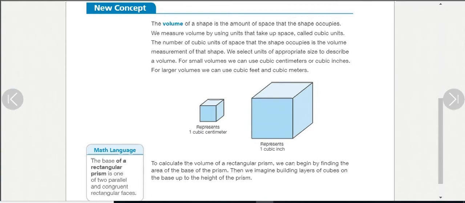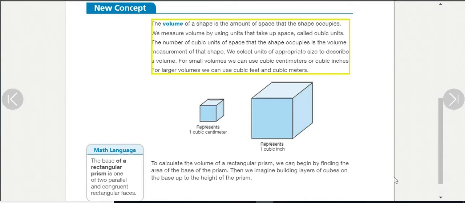Volume is the amount of space a shape occupies. We measure volume by using units that take up space called cubic units. The number of cubic units of space that the shape occupies is the volume measurement of that shape. We select units of appropriate size to describe a volume. For small volumes, we can use cubic centimeters or cubic inches. If it's a larger volume, it might be cubic feet or cubic meters. Makes sense. Pictures representing what a cubic centimeter is or a cubic inch. It's a little block that could make up a larger figure.